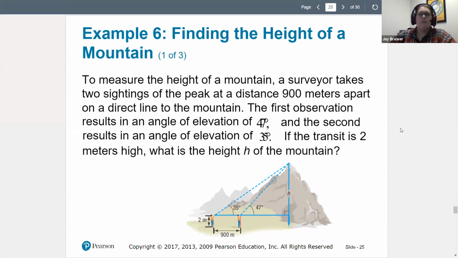All right, to measure the height of a mountain, a surveyor takes 2 sightings of the peak at a distance of 900 meters apart. This was very close to one of the problems on your exam. The first observation results in the angle of elevation at 47 degrees, and the second results in an angle of elevation at 35 degrees. If the transit is 2 meters high, what is the height of the mountain? Okay, so go ahead and draw your diagram out.